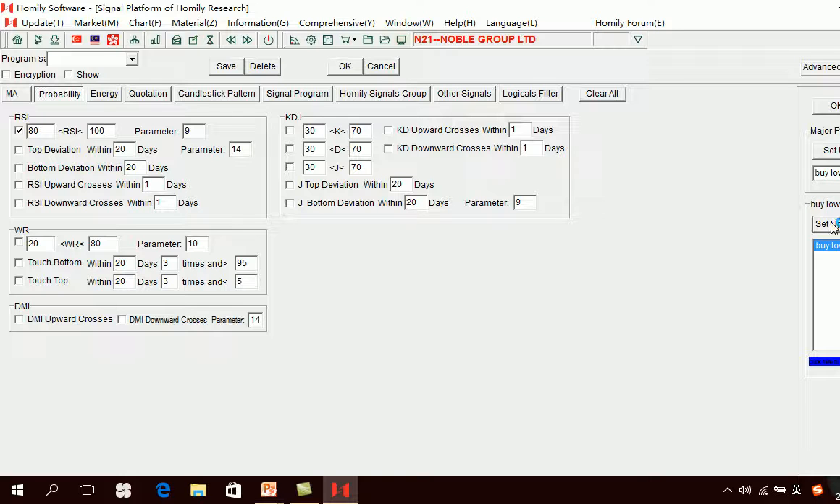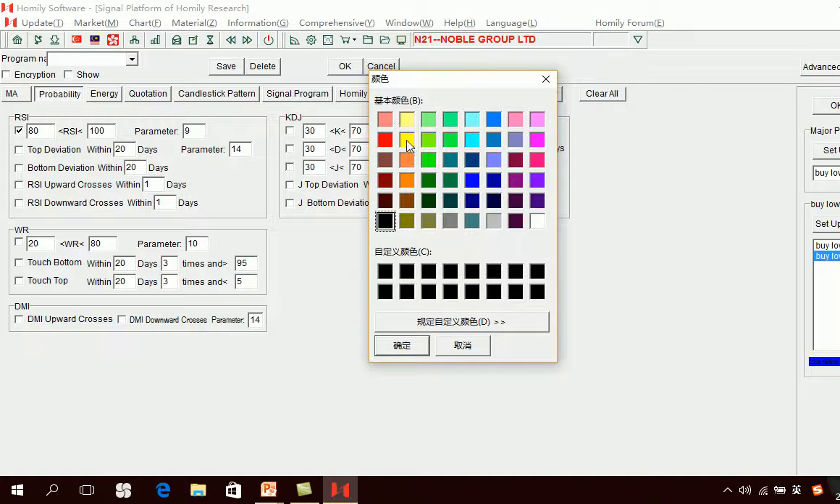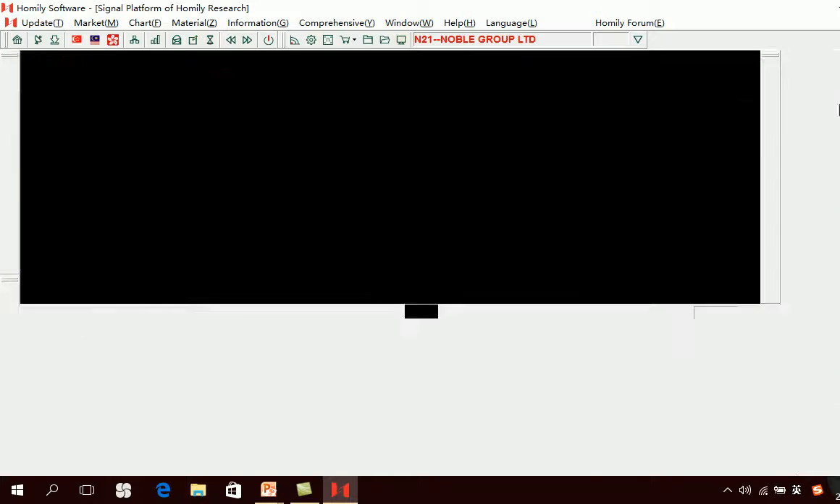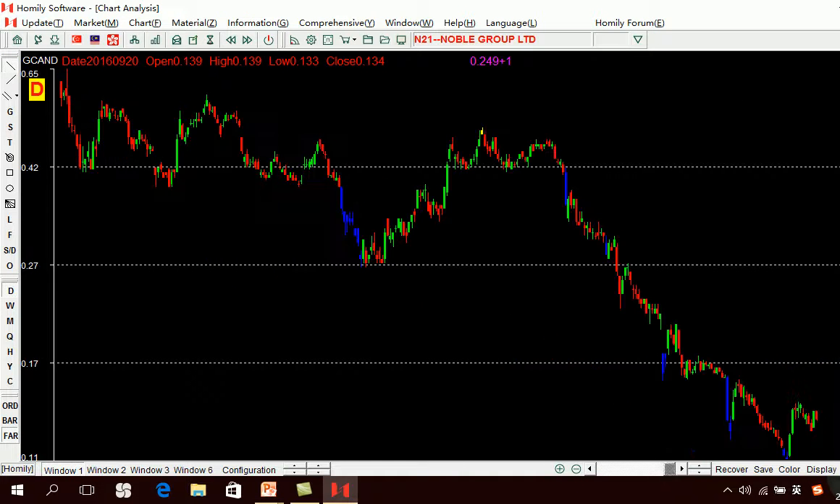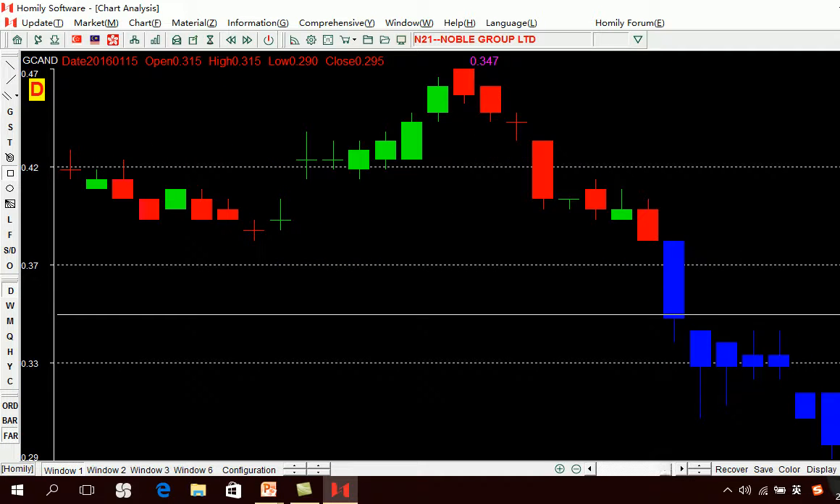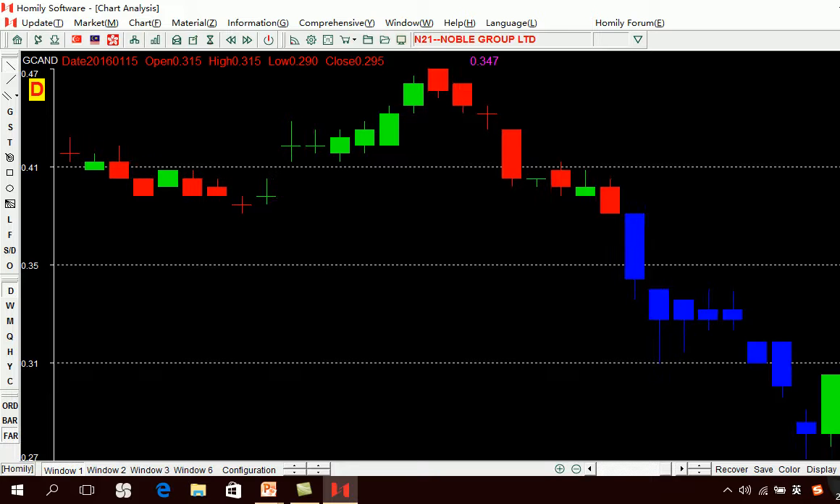Then click setup again. Okay, then we need to change the color. Click this one, yellow, click okay, then click modify. Then we can combine these two. If you see here, then we can see this candlestick. The blue candlestick appears, which means the price is in the oversold area. So here, can we buy or not?